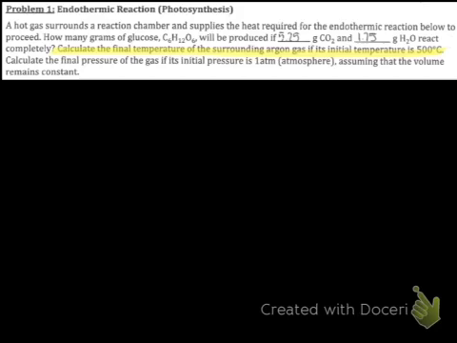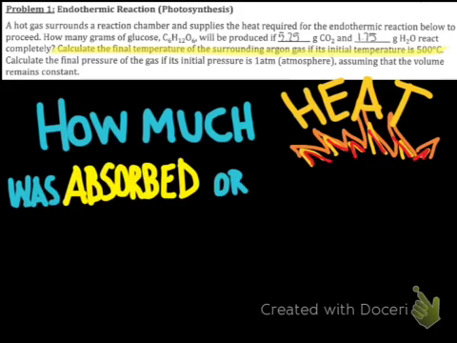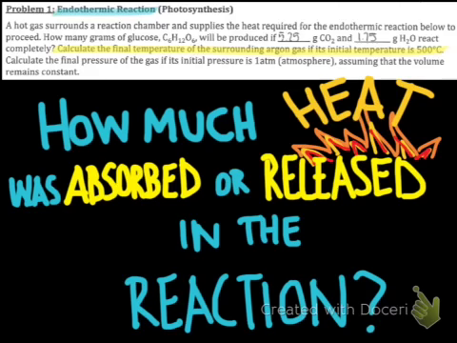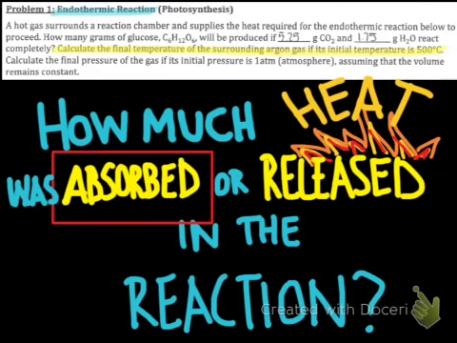The next part to this problem is to calculate the final temperature of the surrounding argon gas if its initial temperature is 500 degrees Celsius. In order to do so, we have to go through two steps first. So the first step is we have to figure out how much heat was absorbed or released in the reaction. So like I said, this reaction was an endothermic reaction, meaning that it was absorbing heat or taking in heat.